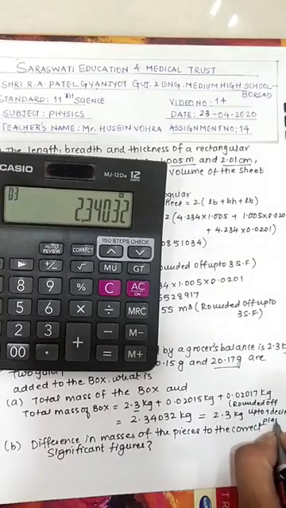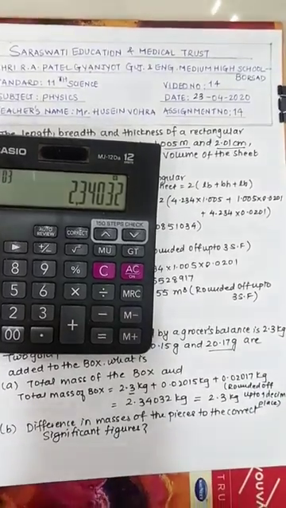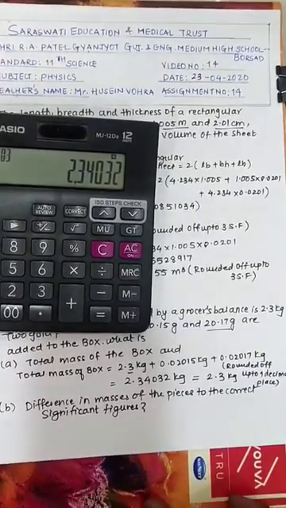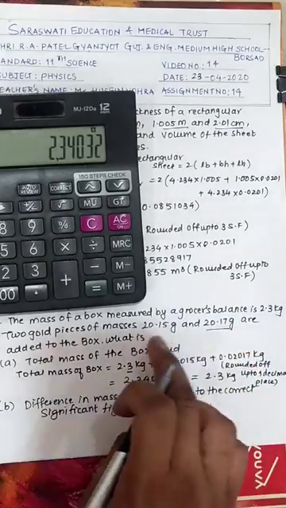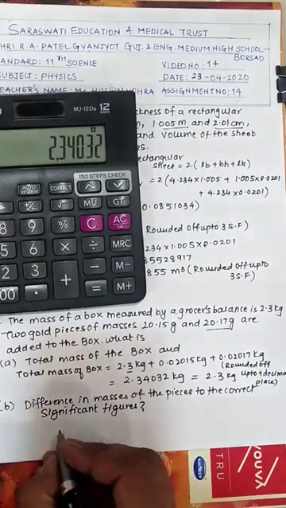Is this clear? Now the difference in masses of the two pieces to the correct significant figures. The difference: there is a 20.17 gram piece and a 20.15 gram piece. So the difference will be what?